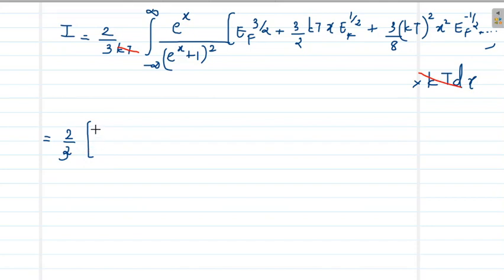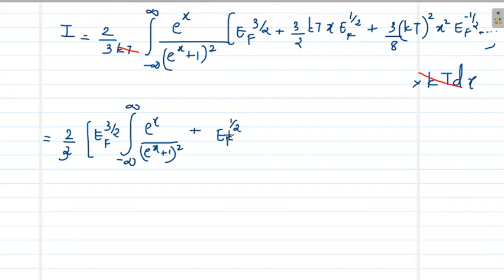if we take Ef^(3/2) as a common term, Ef^(3/2) into the integral from minus infinity to plus infinity of e^x divided by (e^x + 1) the whole square. This will be the first term. Now in the second term we have Ef^(1/2) and 3/2 kT as constant: 3/2 kT into Ef^(1/2) into the integral from minus infinity to plus infinity of x e^x divided by (e^x + 1) the whole square. This is the second term.